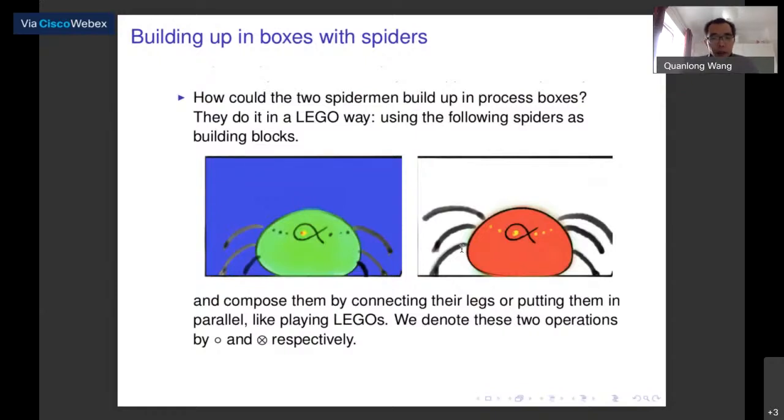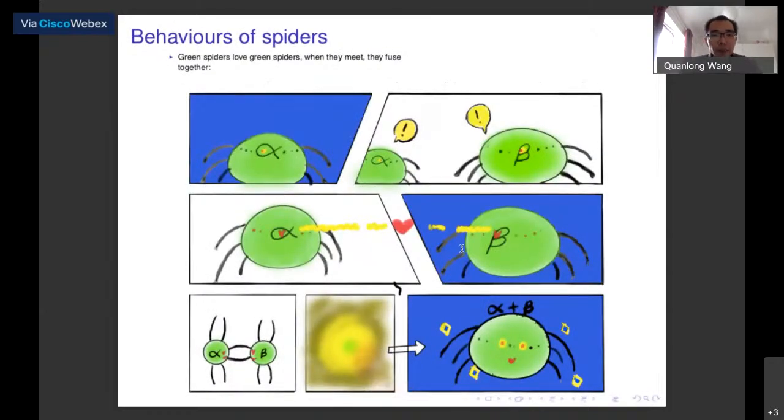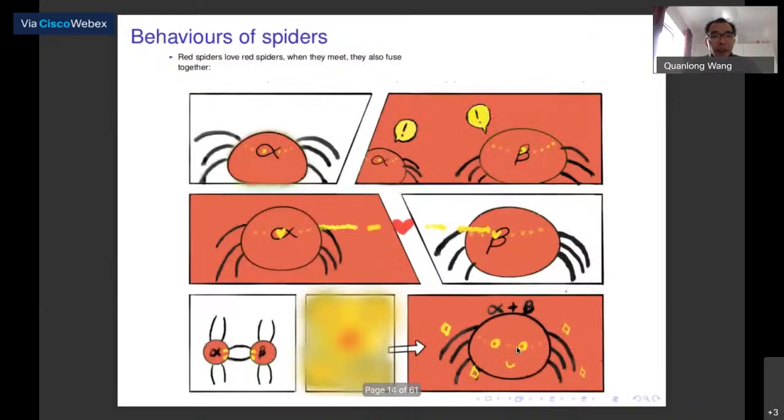So these two operations we denote by the circle and the tensor. So what is the behavior of the spiders? Basically, the green spiders love each other, so when they meet, they just fuse together. And similarly, the red spiders love each other, so when they meet, they also fuse into a single one.